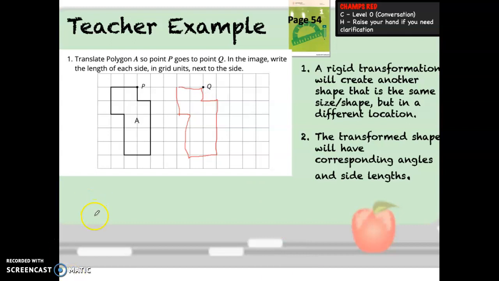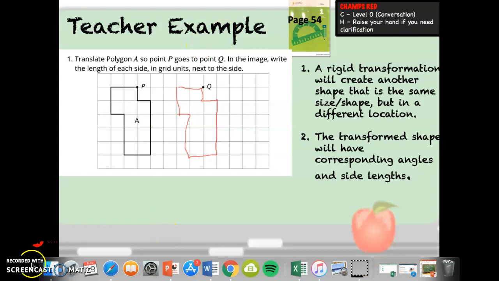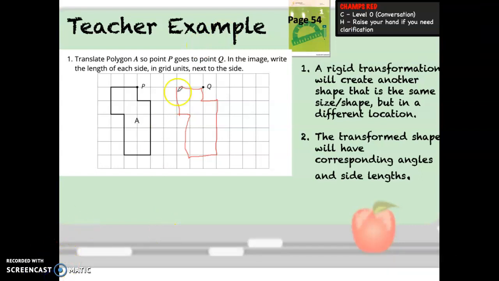Now, the one thing I want you to notice is here, this one corresponds with this. This corresponds with this. That means if I were to move this over, this line matches with this line matches with this line. It's called corresponding side lengths.